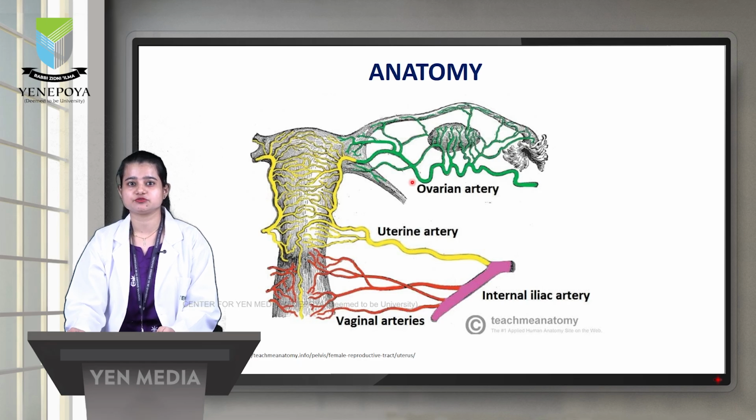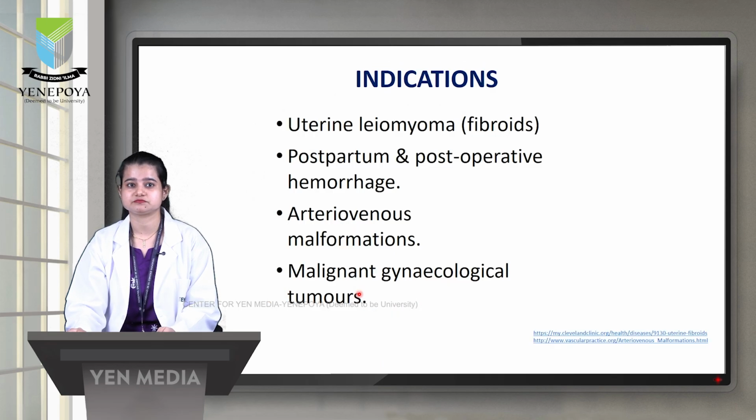Coming to the anatomy, this is the female reproductive system. You can see here the uterine artery arises from the internal iliac artery and divides into two branches, that is the ascending branches and the descending branches. In the ascending branches, the uterine artery will supply the fallopian tube and produces the ovarian artery and other tubal branches. Next, in the descending branches, the uterine artery will flow inferiorly and produces the vaginal artery supplying the cervix and the vagina.